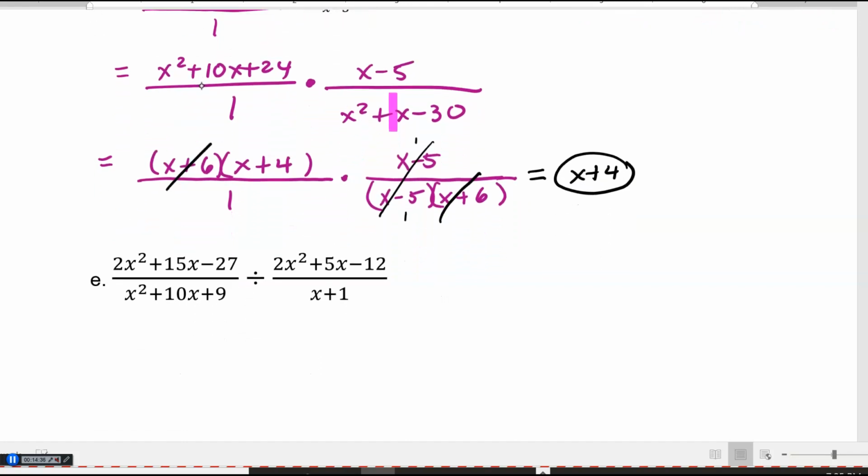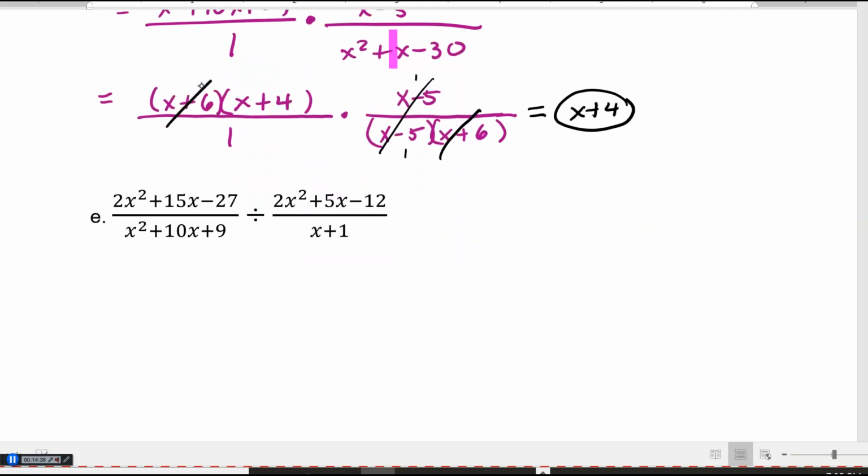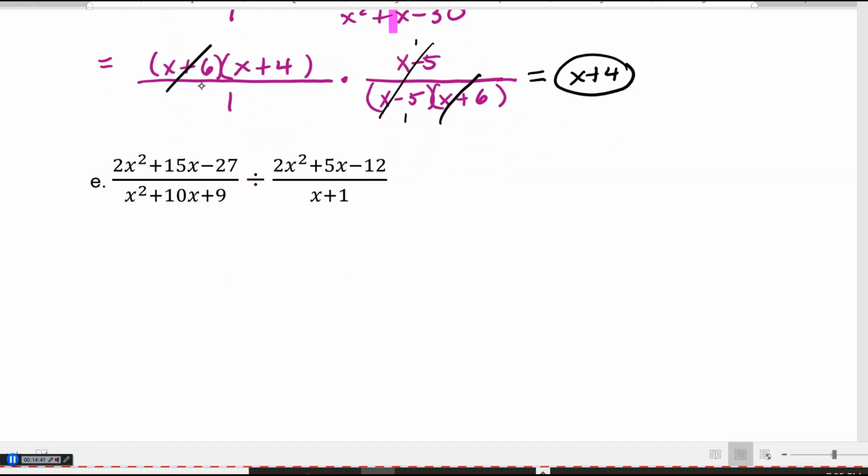The simplest way of saying that. So x plus 4, don't put x plus 4 over 1. If you do, go ahead to the next step and say equal x plus 4. Now e, this is the last one in this section.